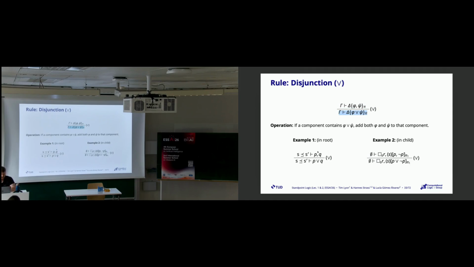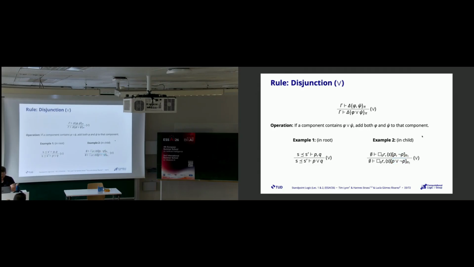Okay, so we can see two examples. Here's a nested sequent. We have P and Q occurring at the root component. And if we apply the disjunction rule, we can introduce a disjunction between them. Here's an example of another nested sequent where we have P and not P occurring in the same component, and we can introduce a disjunction between the two of these. So that is how the disjunction rule operates.